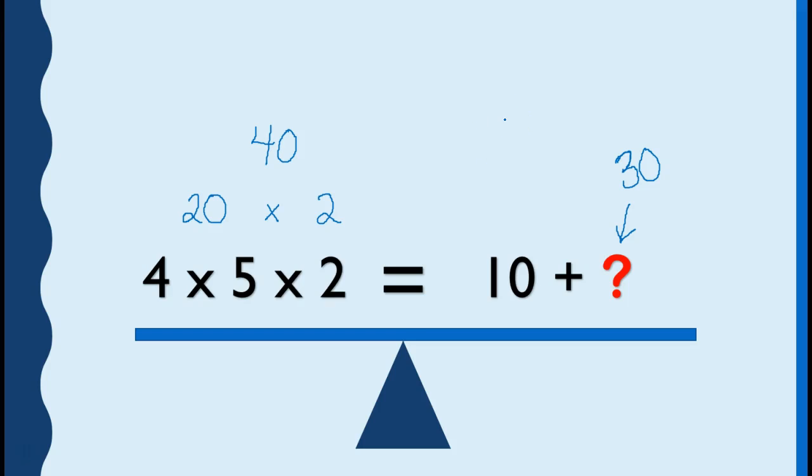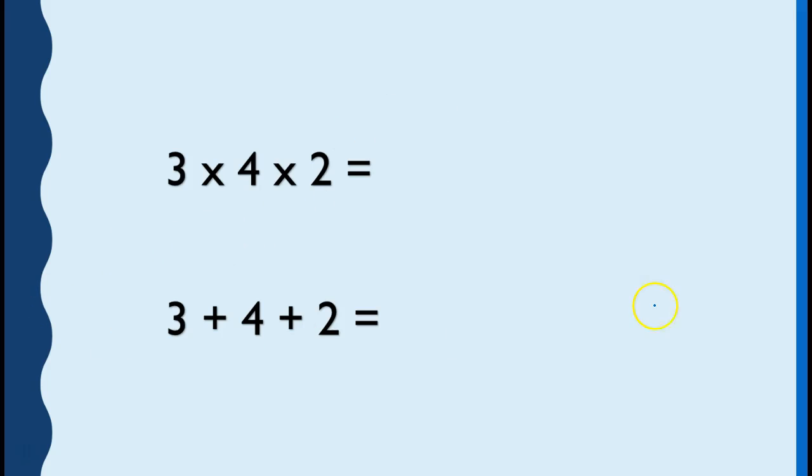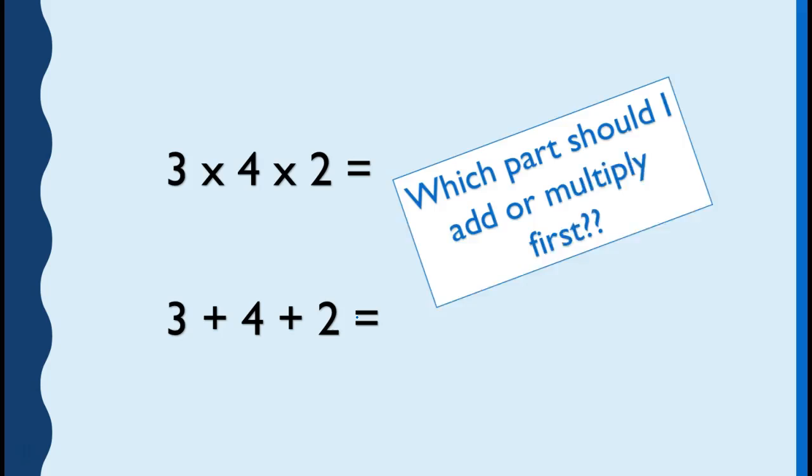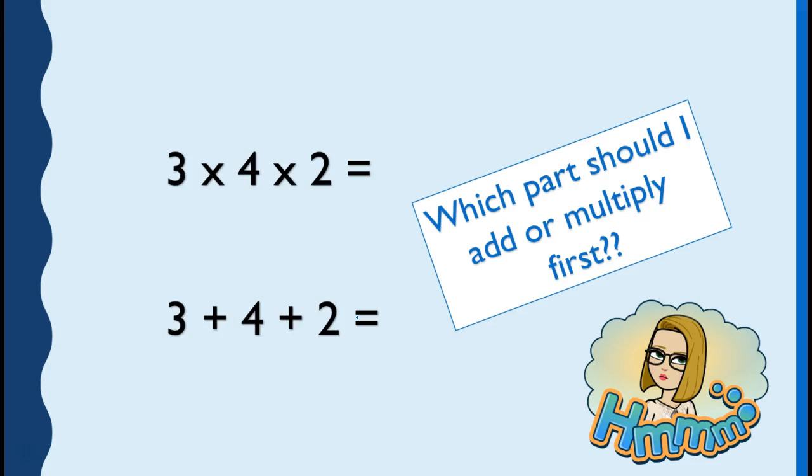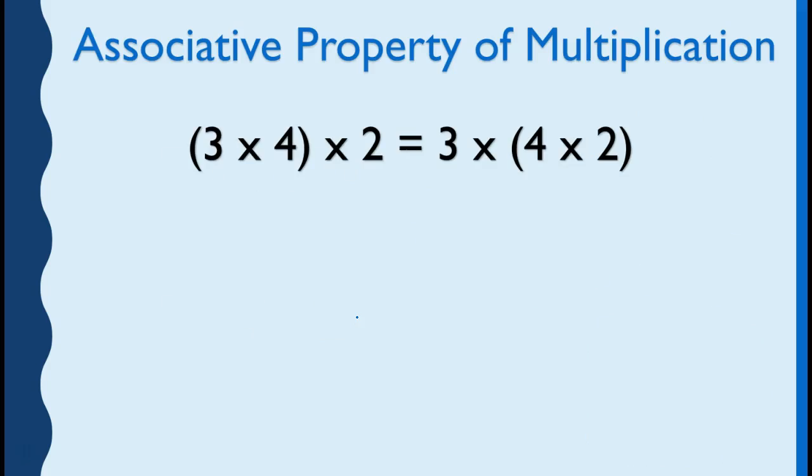All right. Now let's take a look at this. I've shown you some examples where there are 3 numbers, sometimes with multiplication signs, sometimes with addition signs. And the big question that I get is, which part do I add or multiply first? What do you think? Does it matter? Well, let's take a look at the associative property of multiplication and addition, and you're going to learn what part you're allowed to add or multiply first.